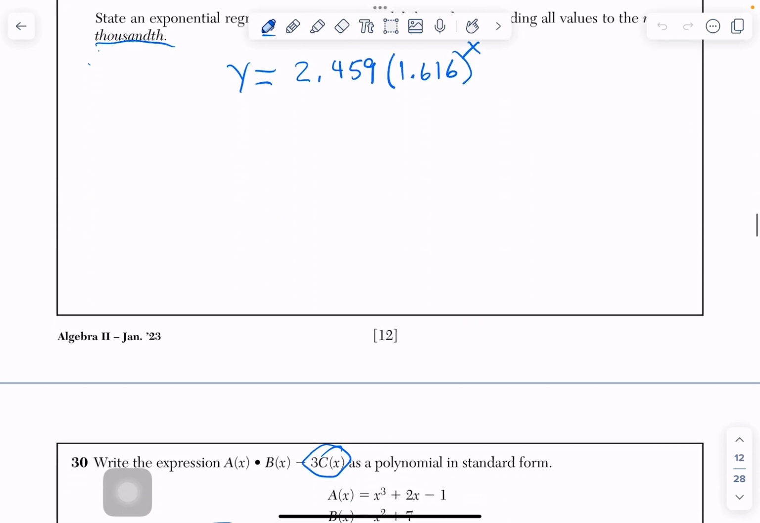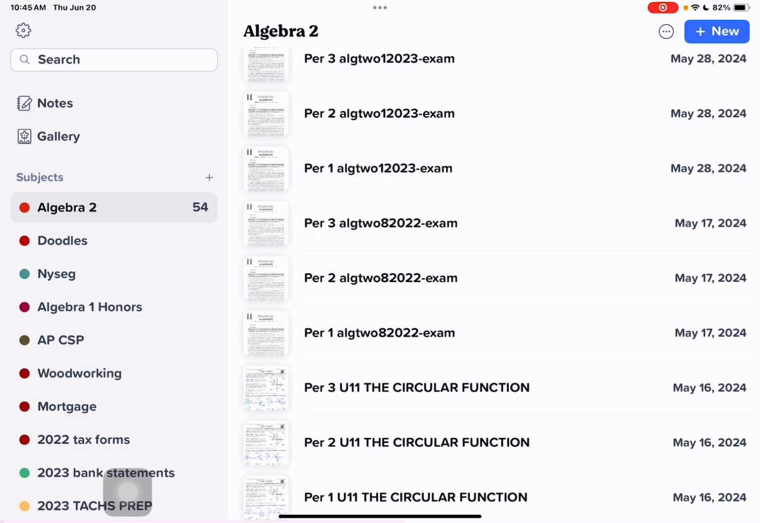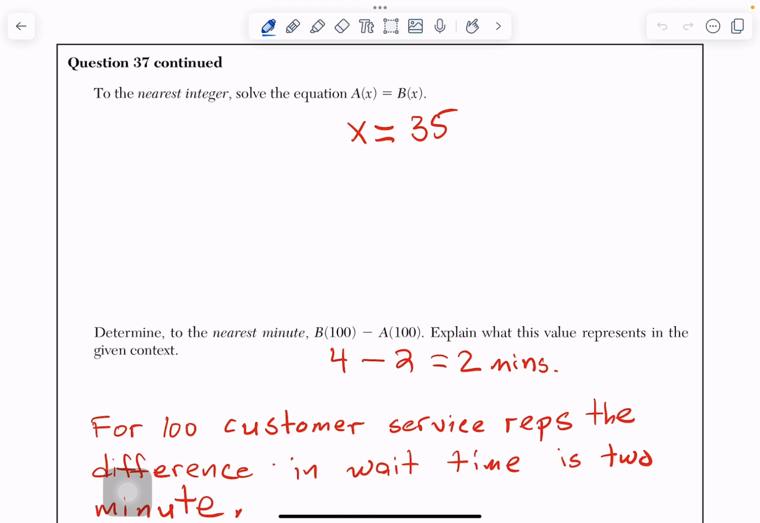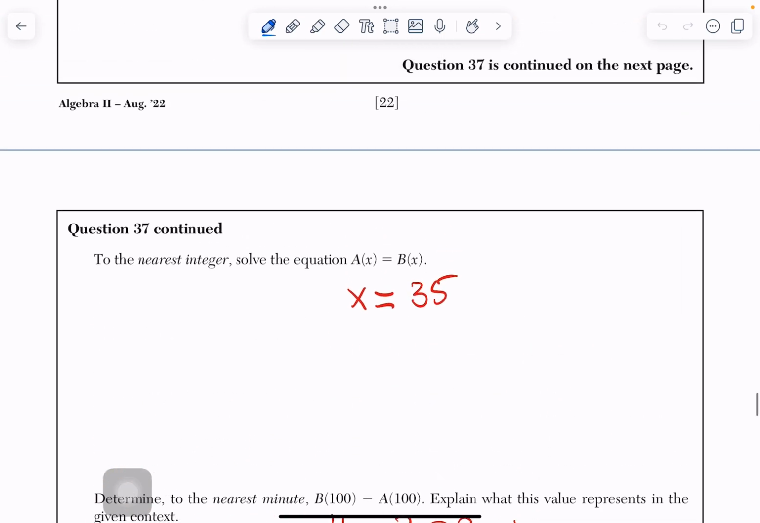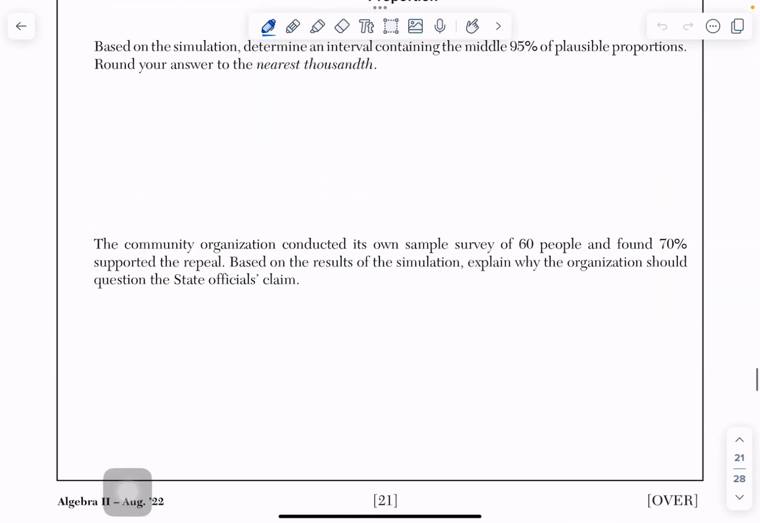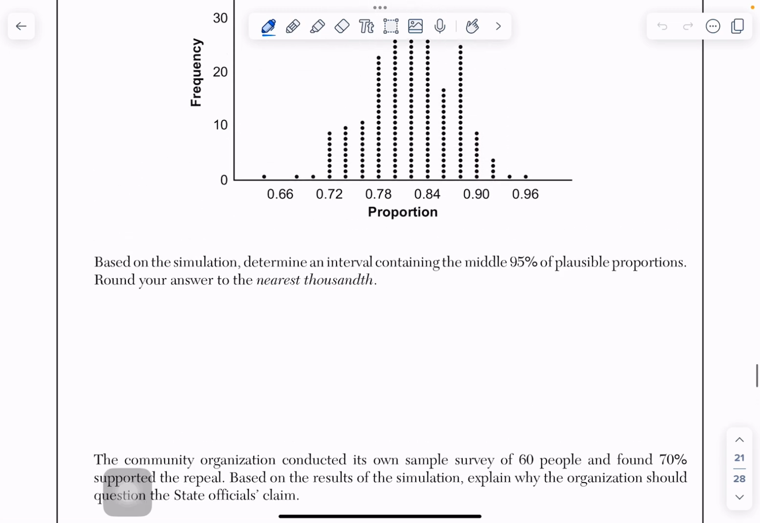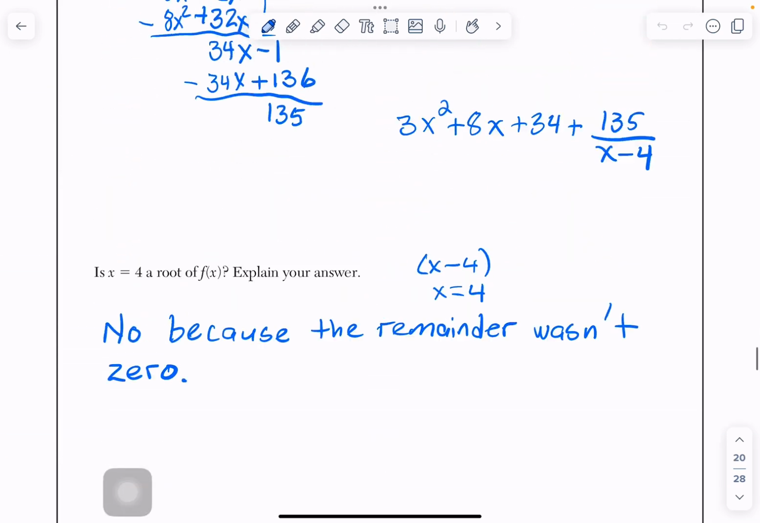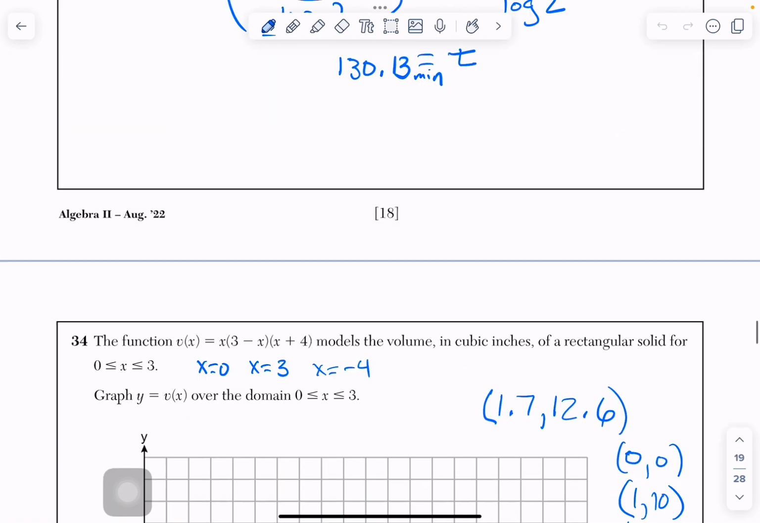Oh, that's January 23. What's wrong with me? August 22. This is August 22. All right, here we go. Number 30.